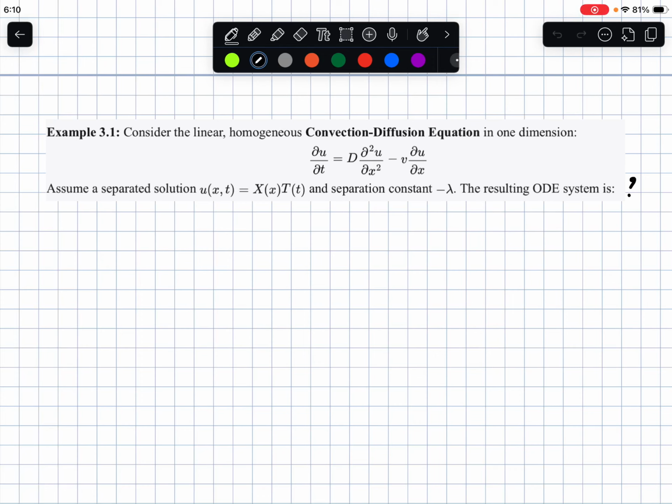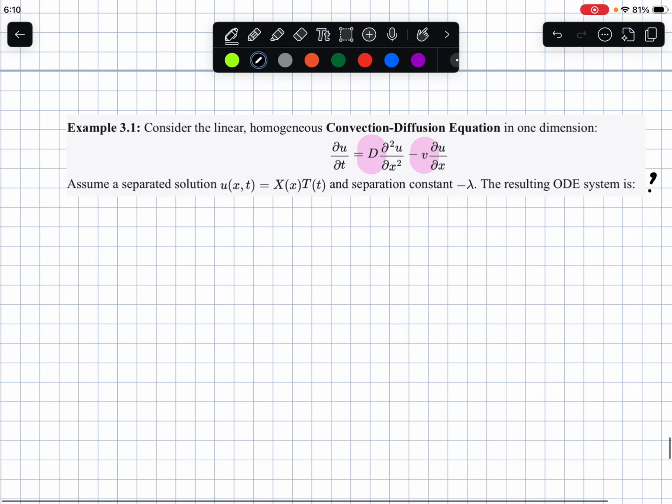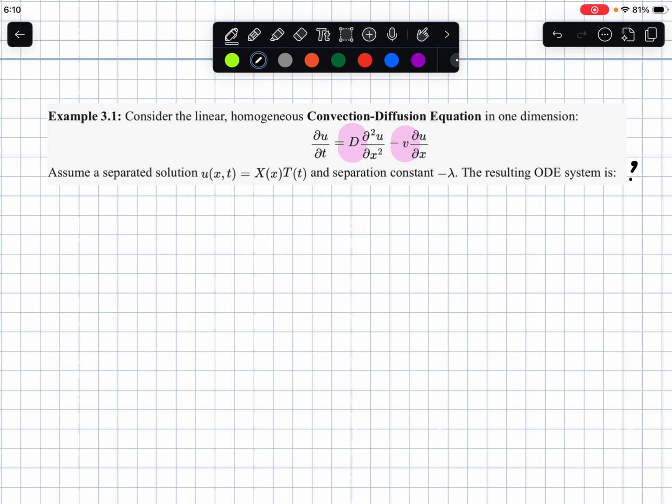Consider the linear homogeneous convection-diffusion equation in one dimension: du/dt equals D times d²u/dx² minus v du/dx. Here D and v are just numbers. Assume a separated solution u equals X times T, and the separation constant is minus lambda. We need to find the resulting ODE system.